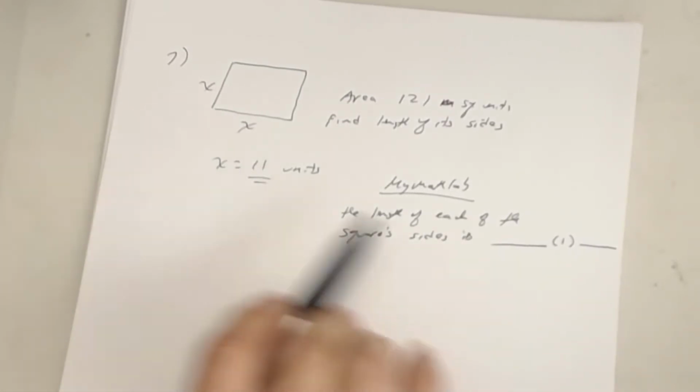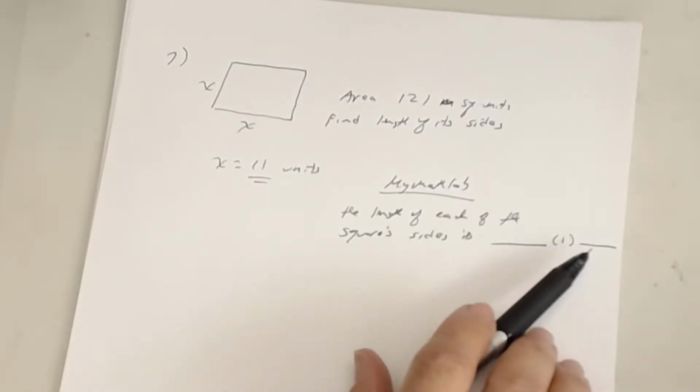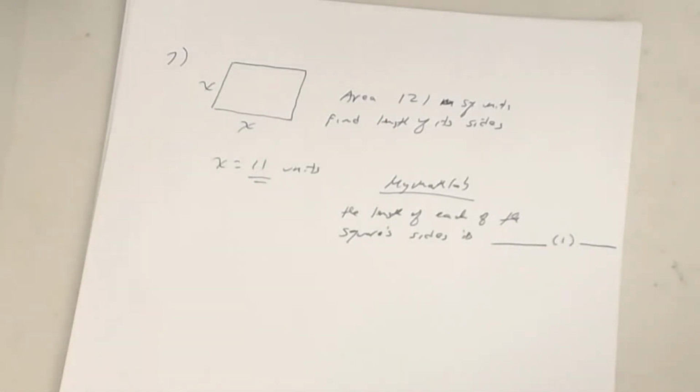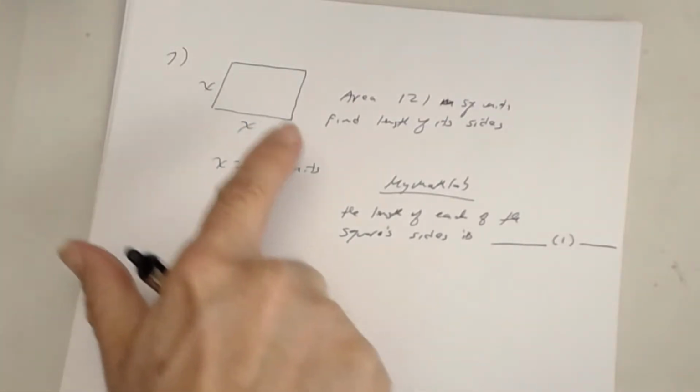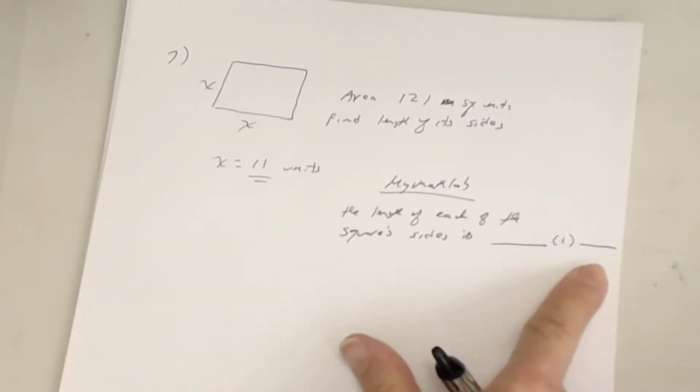So the length of each side is what? 11 what? No, not 11, 11 what? Okay, so suppose we're talking about this room. So let's say this is a square. It's not, it's a rectangle. Let's say it's a square. And let's say this is 13 feet. Then this has to be what? 13 feet. So the length of each side is 13 feet. So your units in this case is feet. The units here is represented as units. So you can say 11 what? Units. 11 units.